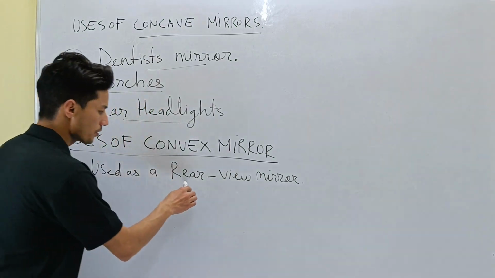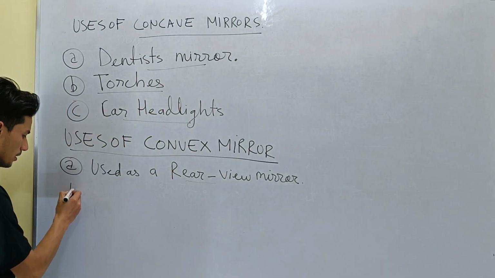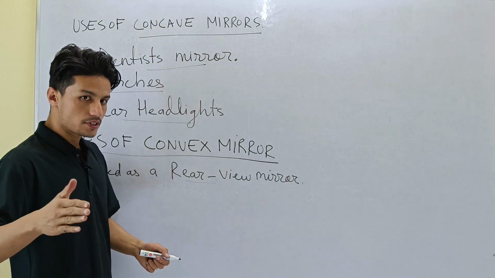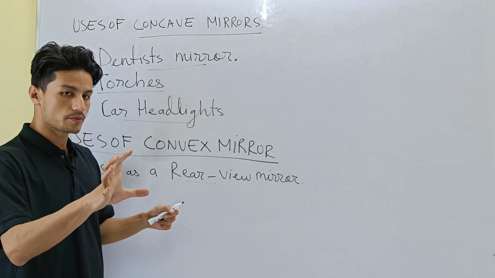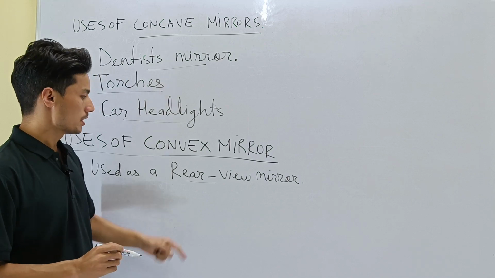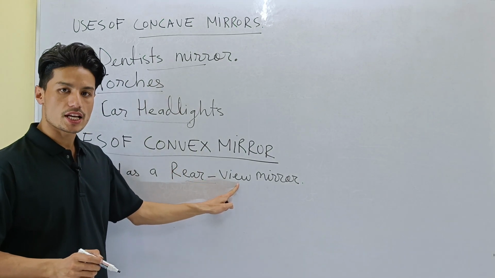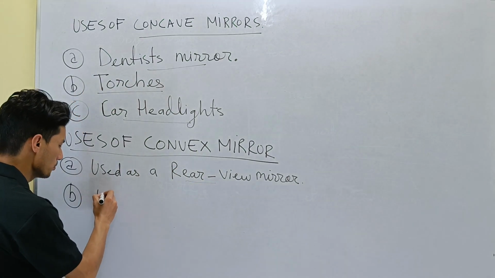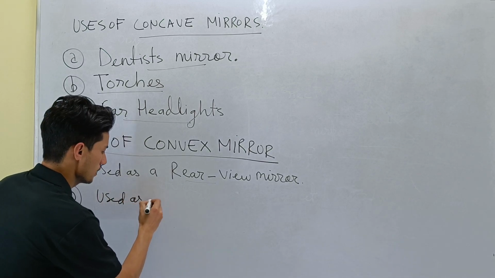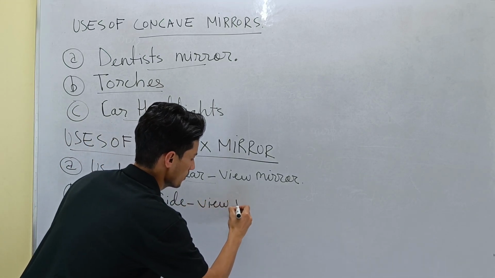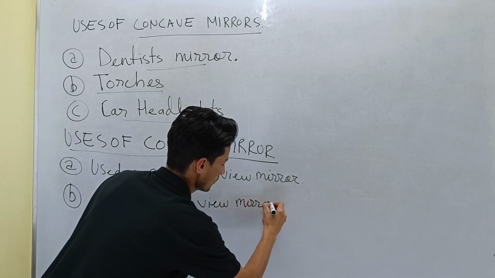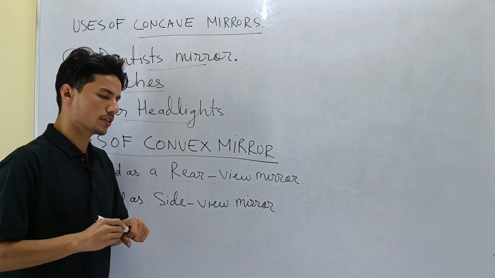Now, besides the rear view mirror, vehicles also have side mirrors, isn't it? Next to the steering wheel, near the door, there is a mirror that is called side view mirror. So convex mirrors are used as side view mirrors also. This is very helpful for the driver.